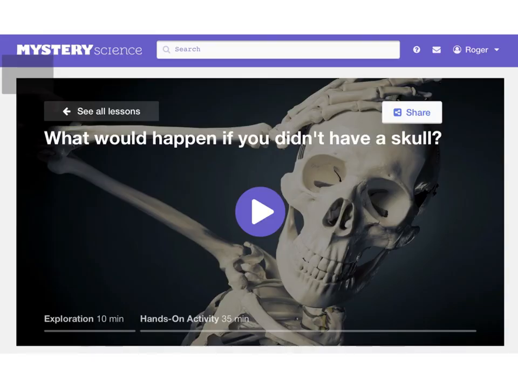And in science today, what would happen if you didn't have a skull? A short mini lesson from Doug from Mystery Science. If you have a printer and you can print out the skull, that'd be great if you could. If you can't, no big deal. Just watch the video, and this will connect with Wednesday's science lesson on how does your brain control your body. Because we know one of the main functions of the skull is to protect our brain.